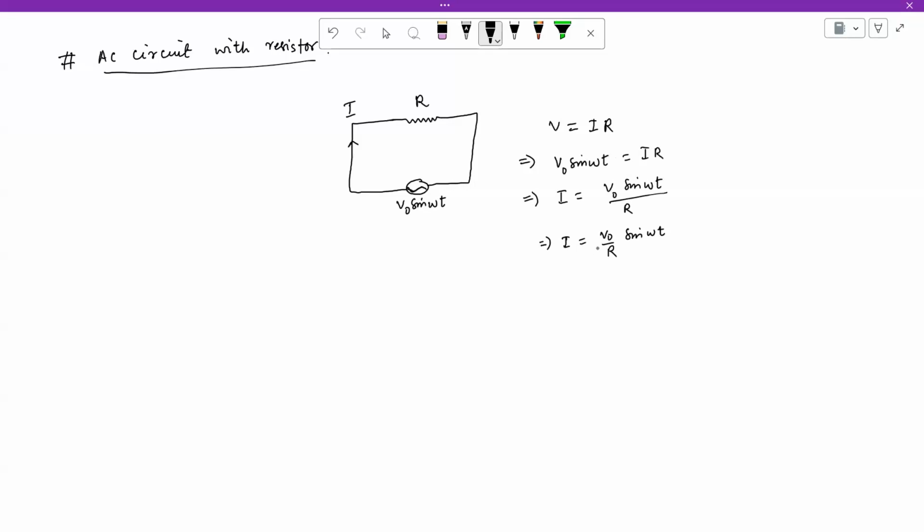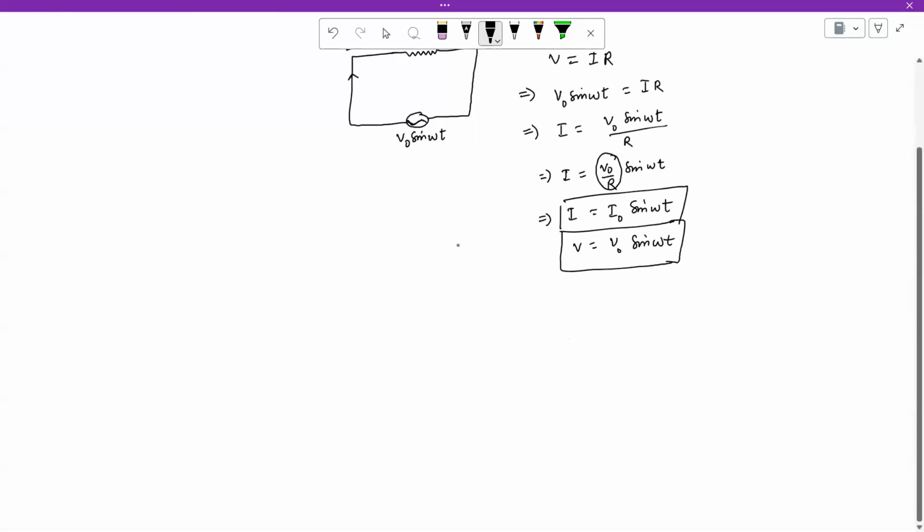Write this thing as I naught. So this is I equal to I naught sine omega t. Do you see any phase difference between them? V is V naught sine omega t. Will there be any phase difference? Because you see the angle is the same. So there would be no phase difference, right?